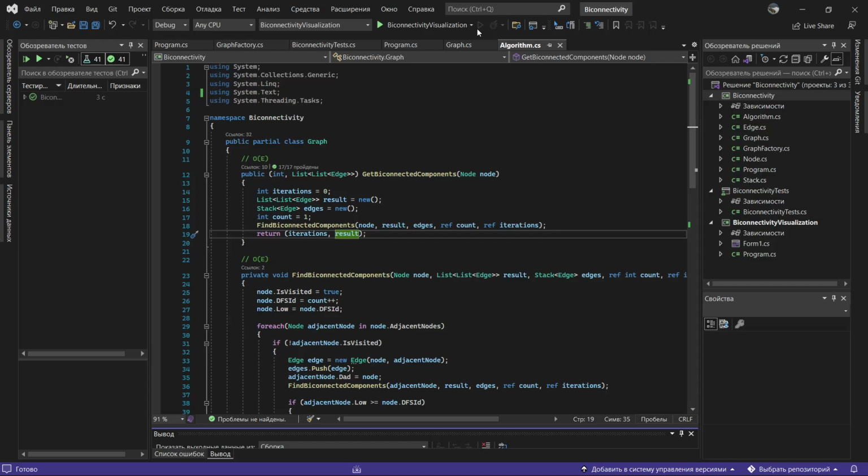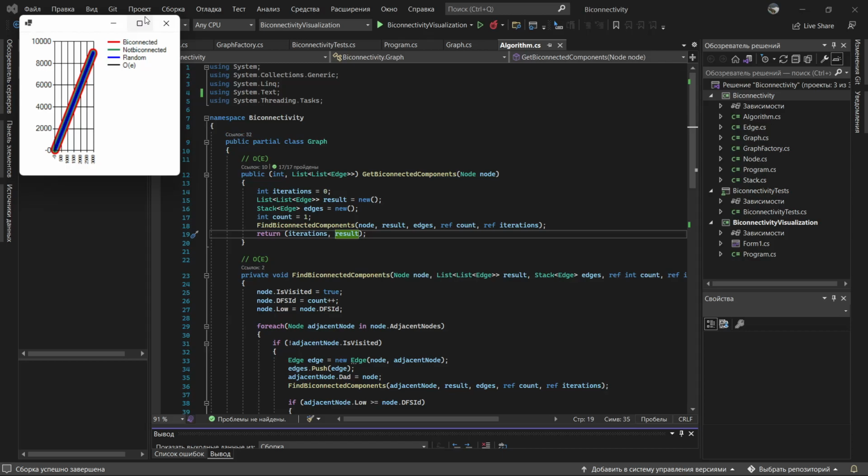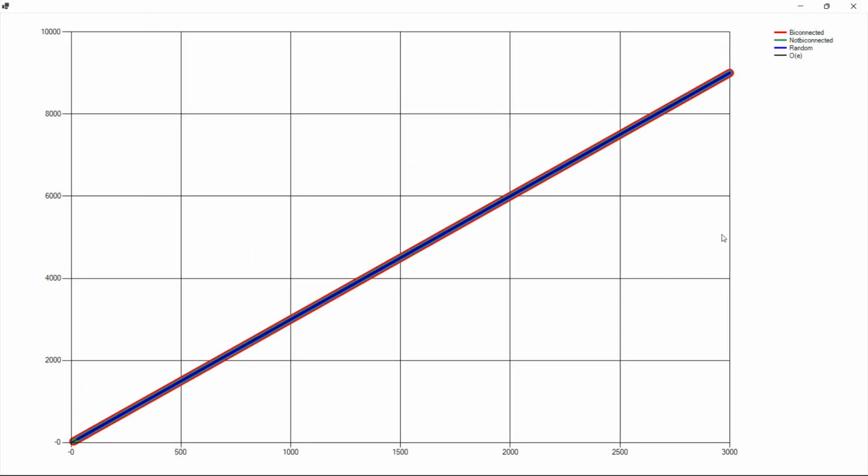Oh, let me show these graphics. Where are the graphics? Here we go. And here we can see we have 4 lines. They're absolutely the same. At first it means that the algorithm is actually linear in the number of edges multiplied by 3. But 3 is a constant, so it doesn't matter at all.